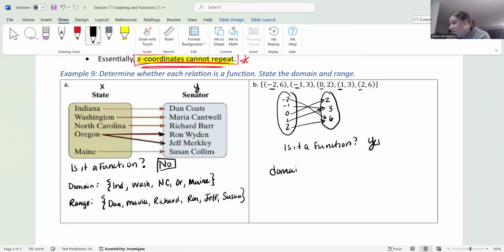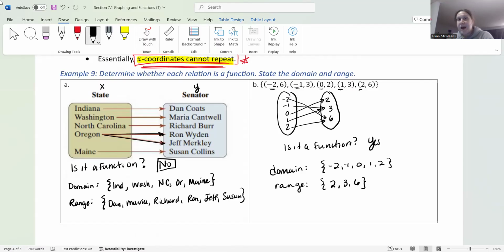The domain is going to be the set of all x values. You do generally write them in order, smallest to largest. I'm not going to lose sleep if you don't, but that is the proper way to do it. So we would go -2, -1, 0, 1, and 2 for the domain. And then for the range, you don't have to list a range value for each domain value. You want to list each unique range value. So 2 only gets used once, but 3 and 6 repeat. You don't have to write 3 and 6 twice. So we would just write 2, 3, and 6.